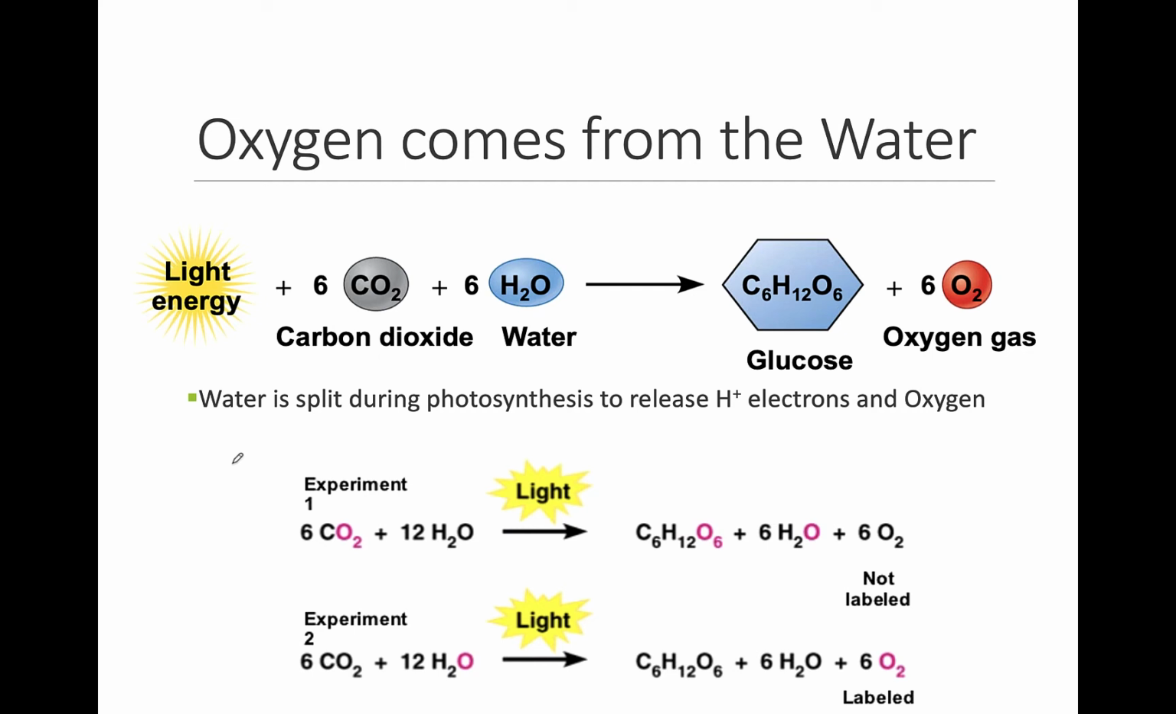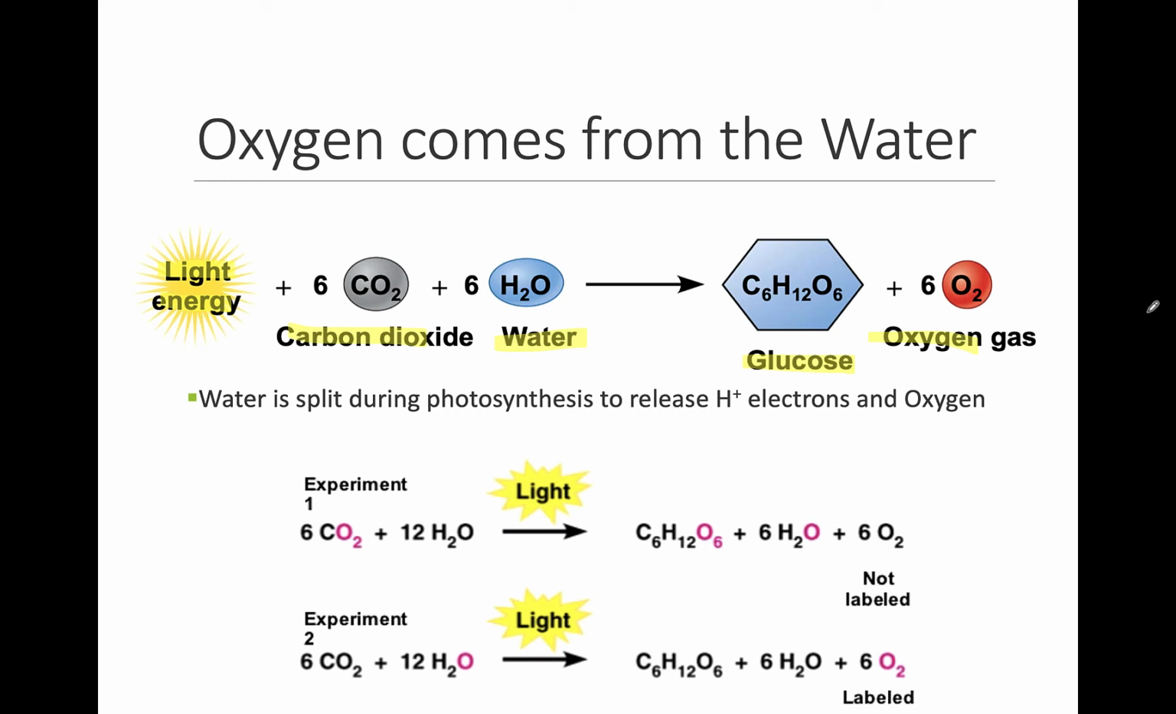This is the simplified overall chemical equation of photosynthesis. The reactants needed are light energy, carbon dioxide, and water. The reaction makes the products glucose and oxygen. The oxygen that is produced from photosynthesis comes from the water molecules.